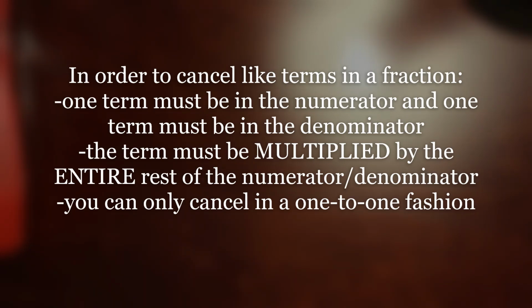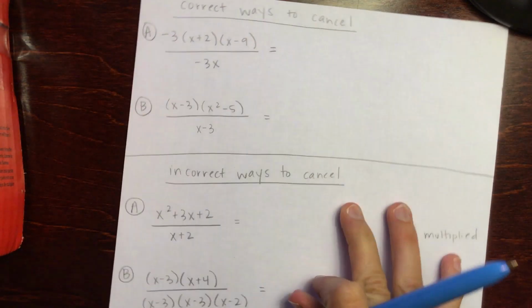The entire term must be multiplied by the entire rest of the fraction, the rest of the numerator and the rest of the denominator. And you can only cancel in a one-to-one fashion. So let me give you some examples real quick.